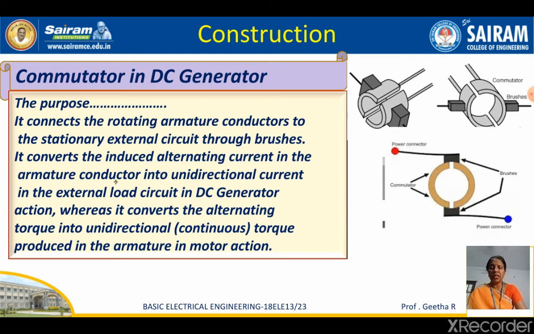So it converts the induced alternating current in the armature conductor into unidirectional current in the external load circuit in DC generator action, whereas it converts the alternating torque into unidirectional torque produced in the armature in motor action.